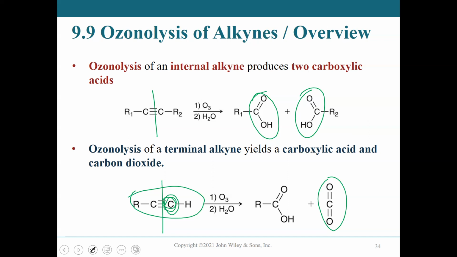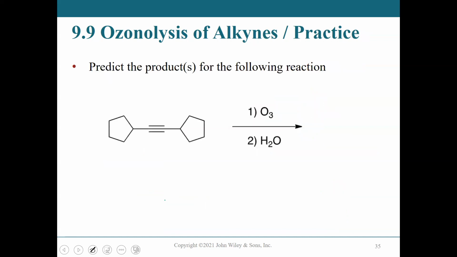Okay? But for ozonolysis, remember this produces carboxylic acid. If you have an internal alkene or internal alkyne, you get 2 carboxylic acids. If you have a symmetrical alkyne, that would be perfect because you get only 1 product. And if you have a terminal alkyne, you get a carboxylic acid and carbon dioxide. Okay? So that's very important for you guys to remember.